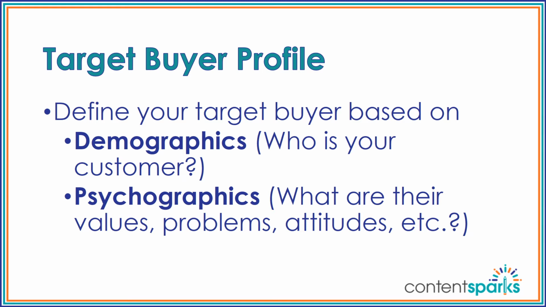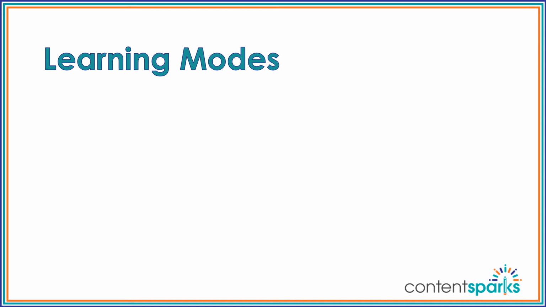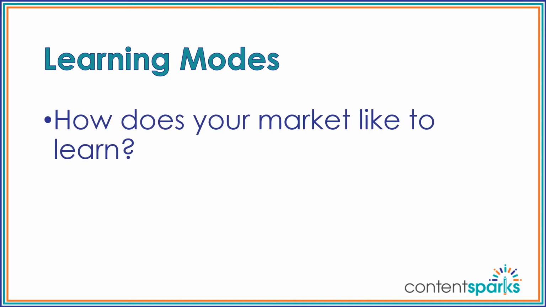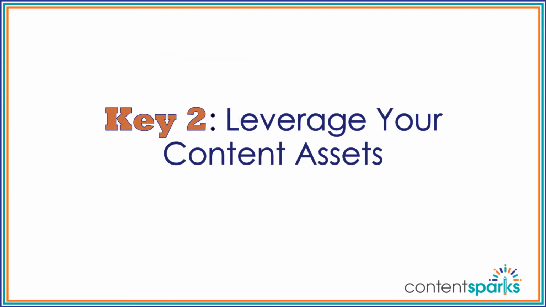What are their attitudes? Those types of things. So create that target buyer profile, and then you'll be able to identify a problem you can solve, but one that uses your expertise, not just any problem, because they will have a lot. And along the way, look at their learning modes or preferences. How do they like to learn? What content format and style is best for them and that they prefer? This is what's going to determine what format your info product should be in. But then there's still the question of where all the content's going to come from, and that brings us to key number 2, leverage your content assets.